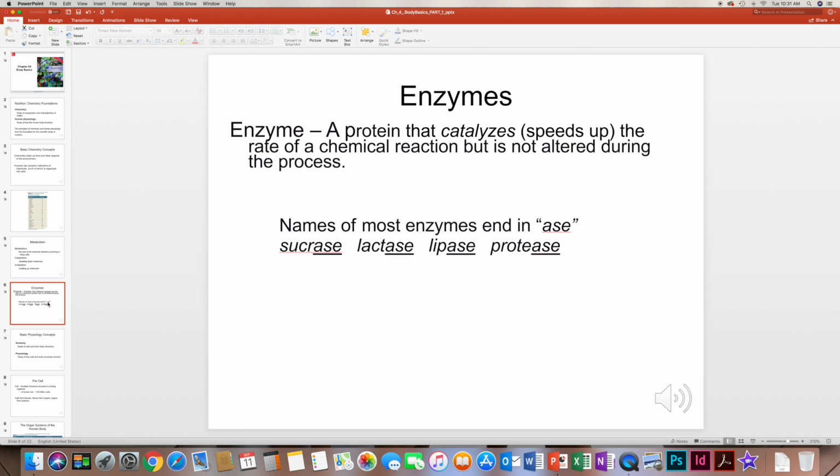Enzymes are proteins that catalyze or speed up the rate of a chemical reaction, and you will see them in the nutrition world as anything that ends in -ase, like lactase and lipase. These are enzymes that help. For instance, lactase helps break down lactose in milk.